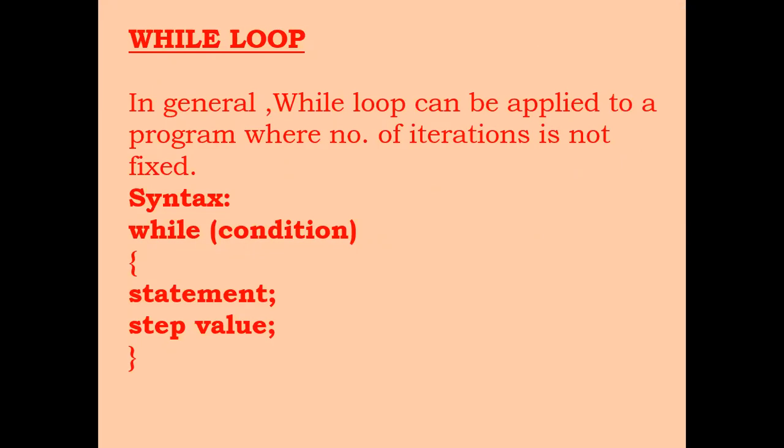The second is the while loop. While loop is used for an unknown number of iterations, right? Syntax is while there is a condition. The condition is checked before entering into the loop. This is the reason the while loop is known as an entry control loop. So while condition is there, and then the statement, and within the block we have the step value which is needed to reach the final value.